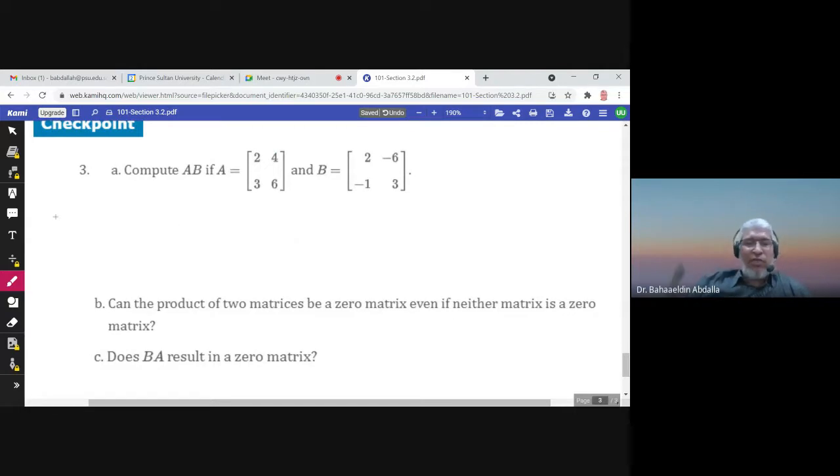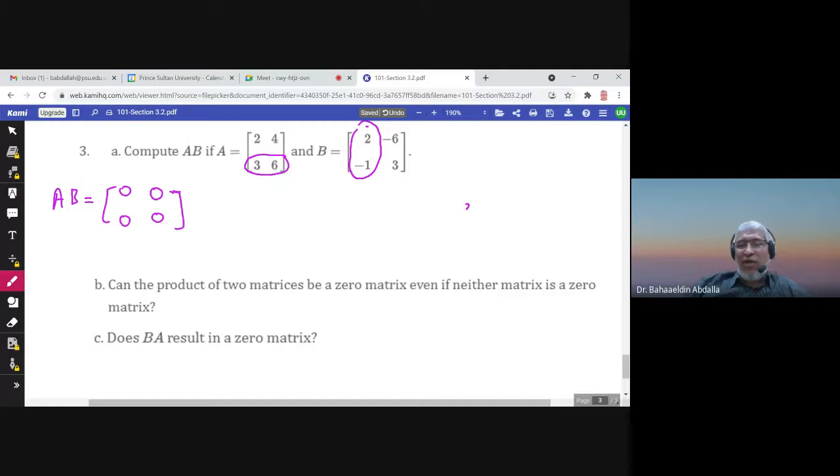Compute AB. Okay, let us compute AB. Multiply the first row by the first column. 2 times 2, 4, minus 4, that's 0. Second column. 2 times negative 6, negative 12, plus 3 times 4, 12, that's 0. Take the second row with the first column. 3 times 2, 6, minus 6, that's 0. Then 3 times negative 6, negative 18, plus 18, that's 0. Wow, so the product is the 0 matrix. Notice that A is not the 0 matrix, and B is not the 0 matrix, and their product gives you the 0 matrix. This will never happen with the real numbers.